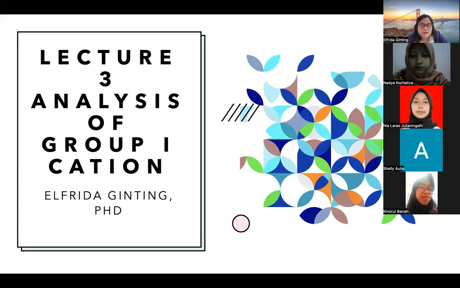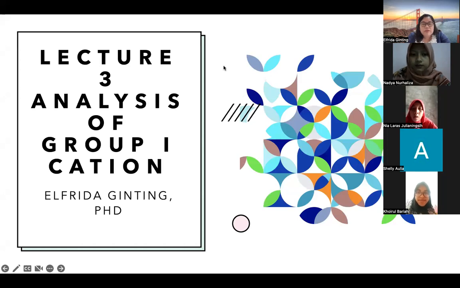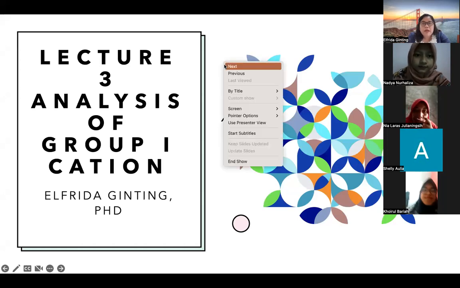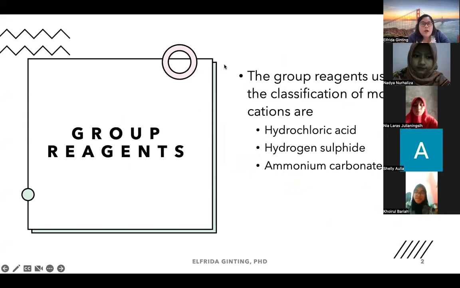So this week is only for cations, only for analysis of cations. Later, we will learn about analysis of anions also. Now, for the reagents that will be used for analysis, there are three reagents: hydrochloric acid, hydrogen sulfide, and then ammonium carbonate.